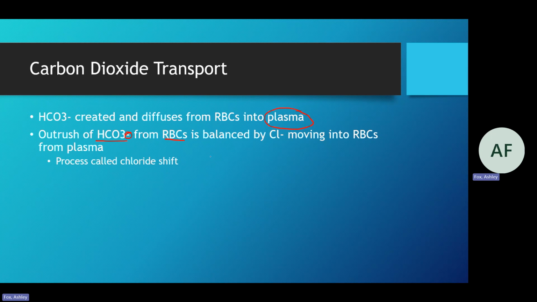So what happens is bicarbonate ions leave and go into the plasma, and chloride ions, Cl-, move into the red blood cells from the plasma. This is what we call the chloride shift, because chloride is moving into the red blood cells to balance that change in negative charge. Because again, if you're losing all the negative charges, then you're going to make red blood cells charged, and you don't want that. You still want them to have an even, equal charge, so chloride is going to oppose that.